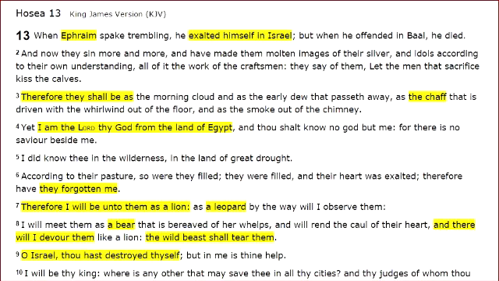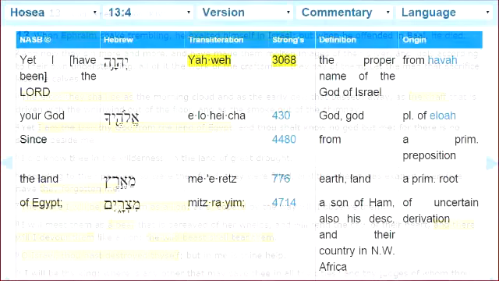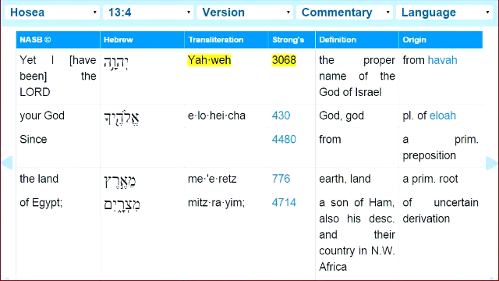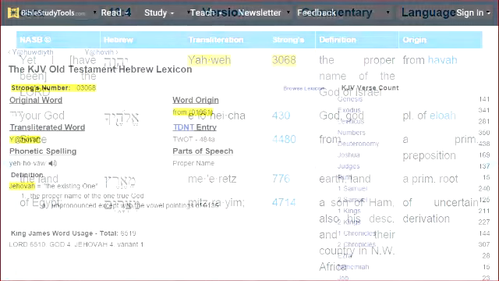But who is devouring them? The Lord. The Lord will be unto them as a lion, as a leopard, and a bear. The Lord will devour them. The beast will tear them. So it's telling us right here in Hosea who the beast is exactly. It is the Lord. And in Hosea, this word Lord again refers to Yahweh or Jehovah.